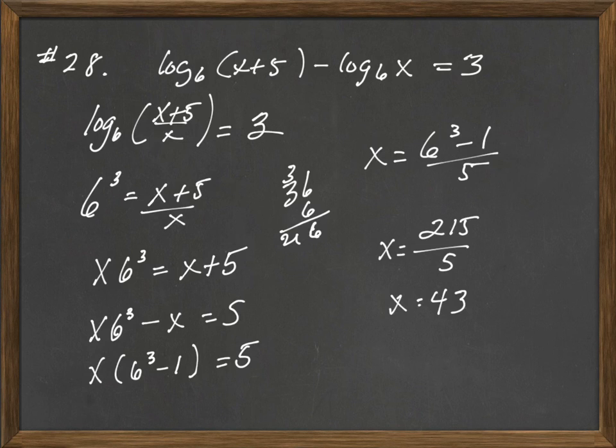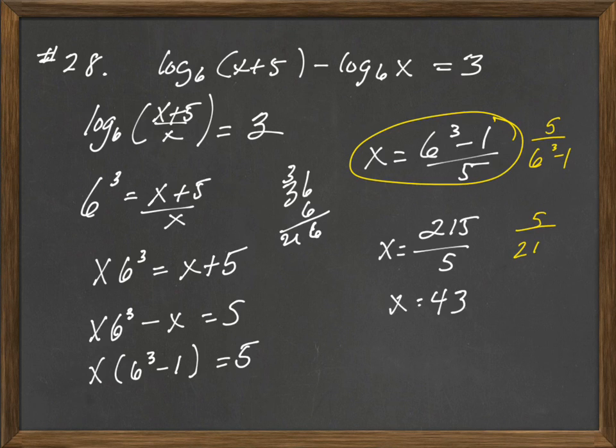Let's see. Yeah, back right here. Look, this is wrong. It should be switched around, right? Because if I solve for x, it's 5 over. So this is 5 over 6 cubed minus 1, which is 5 over 215, which is 1 over 43. So this is the right answer. x equals 1 over 43.